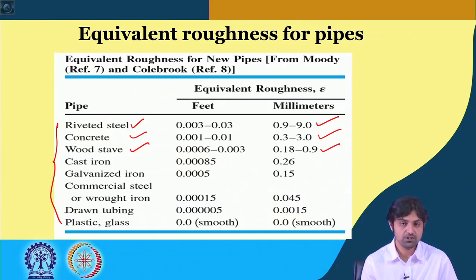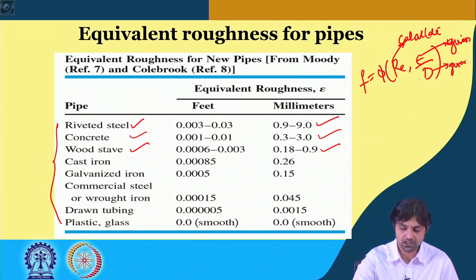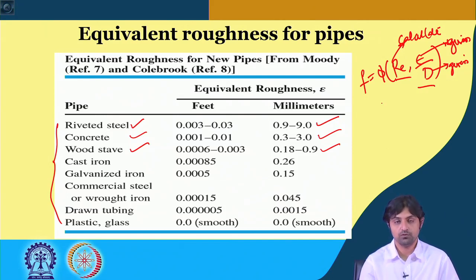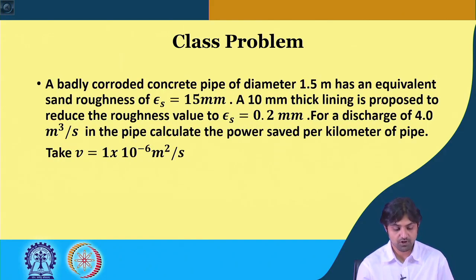Now you remember f, the Darcy friction factor, was a function of Reynolds number and epsilon by D. Reynolds number we know how to calculate. Epsilon would be given and D would also be given, right? So we know everything, but how it is dependent we don't know, correct? This part we still don't know. To answer that we have to proceed further, but before that there is a class problem.